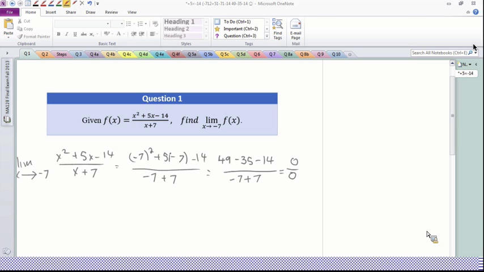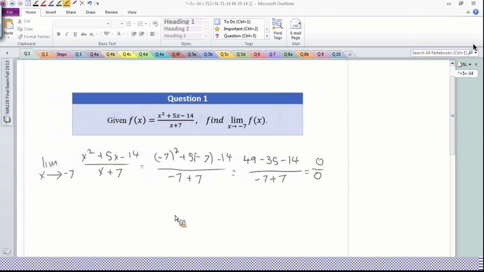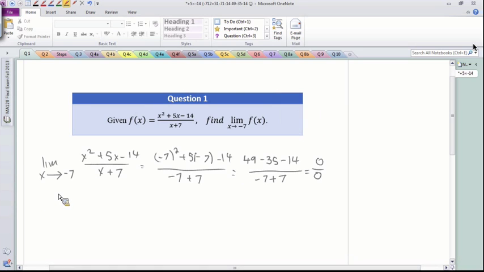So I notice the numerator is factorable, so I'll factor that. So we'll have the limit as x approaches negative 7, and I'm factoring out the numerator, so we'll have x plus 7, x minus 2. We need to find those two numbers that multiply into negative 14 and add into positive 5. So the only two numbers that do that are positive 7 and negative 2. This is all under x plus 7.